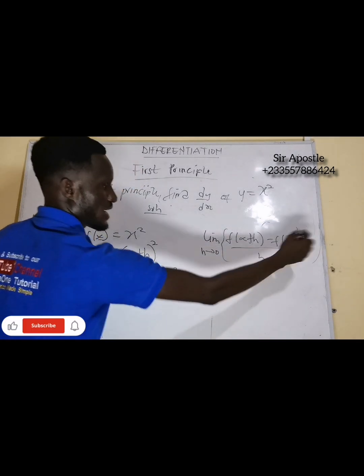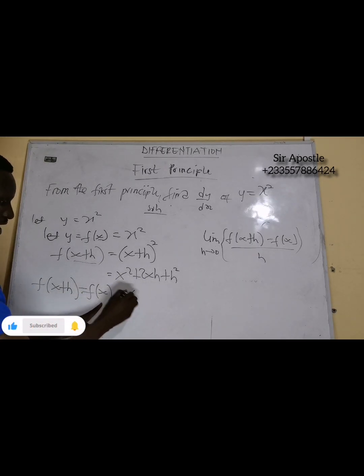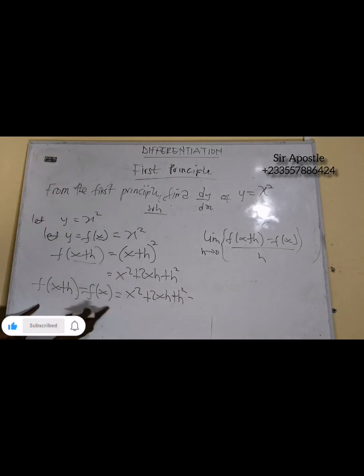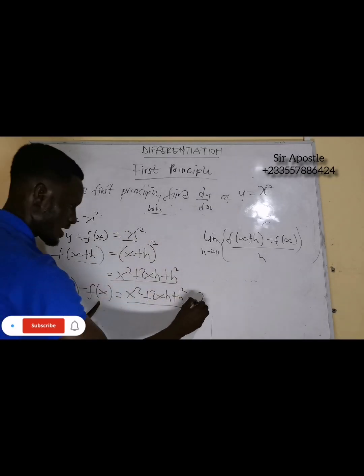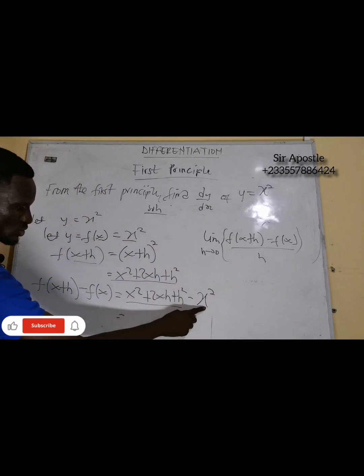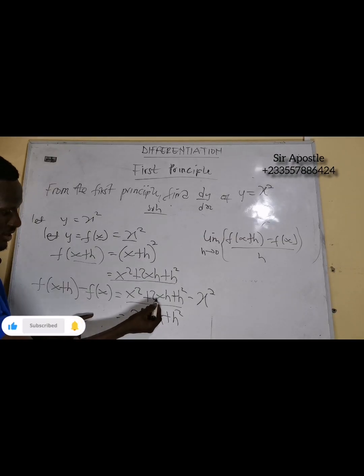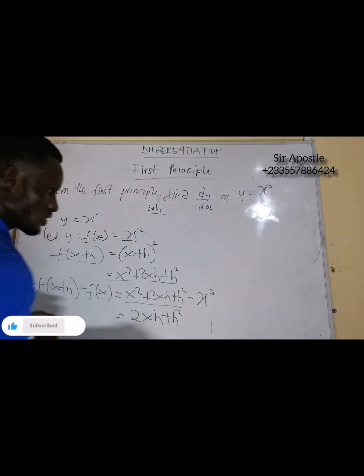This is the formula. Now I'm going to take the numerator first, so I solve for f of x plus h minus f of x. f of x plus h is the whole of this one, x squared plus 2xh plus h squared, minus f of x, which is x squared. This x squared and this x squared will cancel, so the whole thing is left with 2xh plus h squared. Follow gradually.